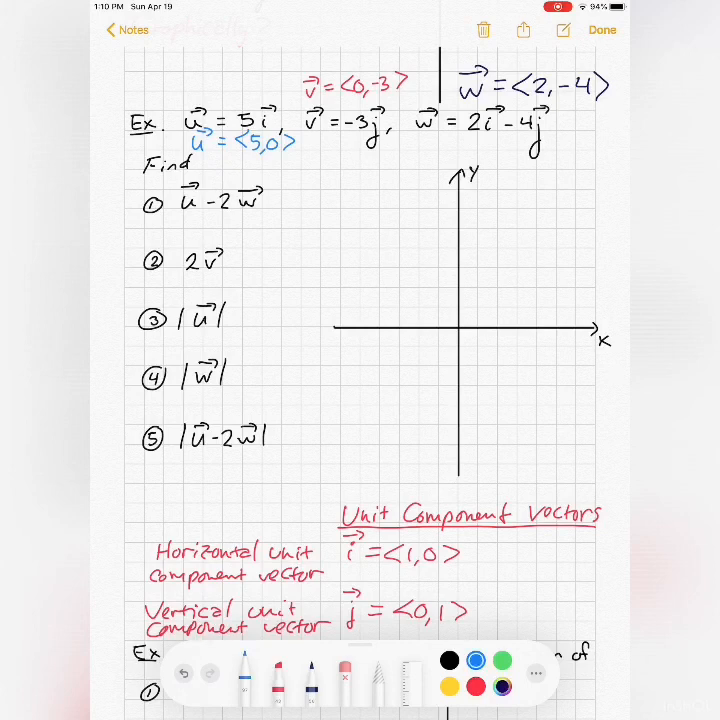Okay, so if I wanted to graph these guys, here's the vector u. Here's the vector v. And then the vector w would look like that. Right 2 and down 4. Okay. And then I can do the algebra over here. These other quantities.